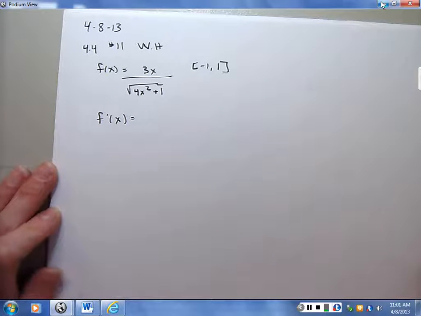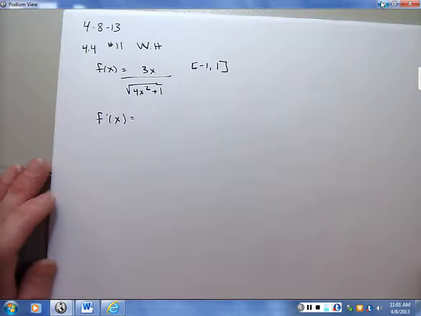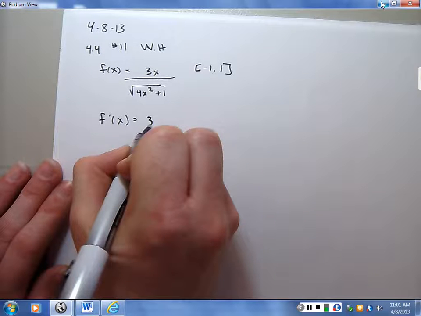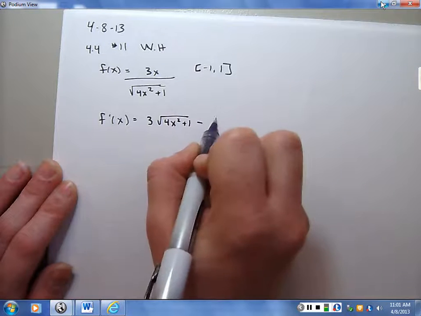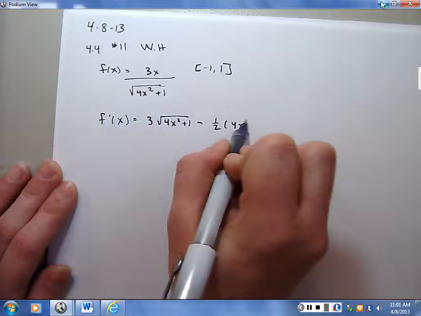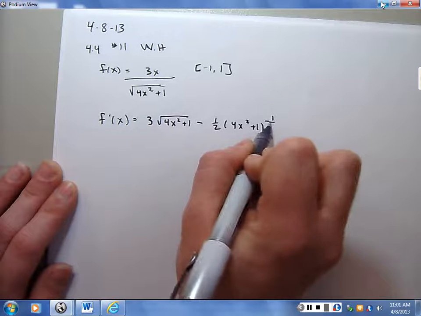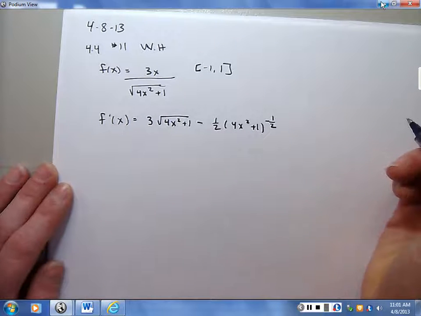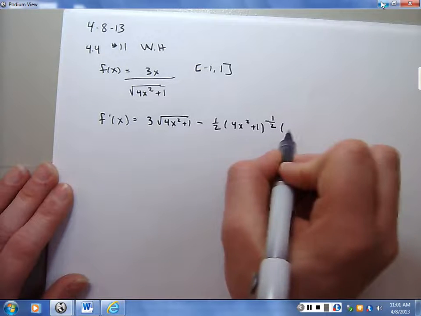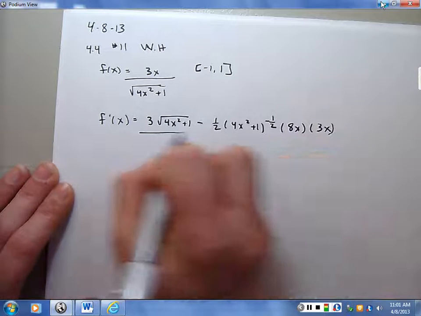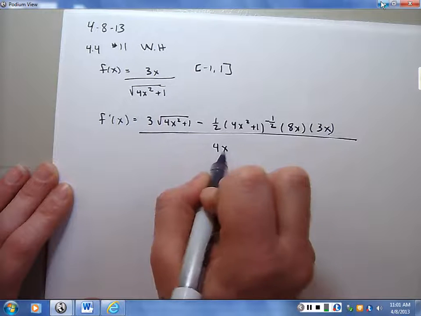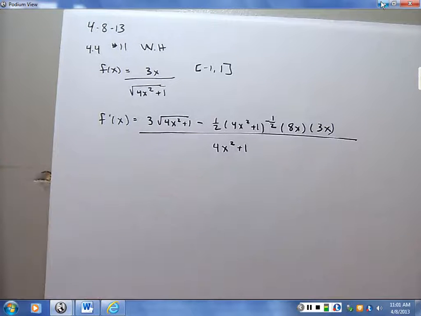So taking the derivative of a quotient, I take the derivative of the top, which is 3, hold the bottom, minus the derivative of the bottom. What did I forget? The 8x, right? That's a very common thing to forget. Hold the top all over 4x squared plus 1, the square root of that squared, right?